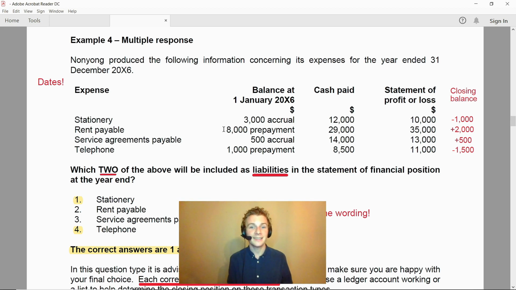So we've got the balances as at the start of the year. So the 1st of January 2006 is the first day of the year, and the year end is the 31st of December 2006.